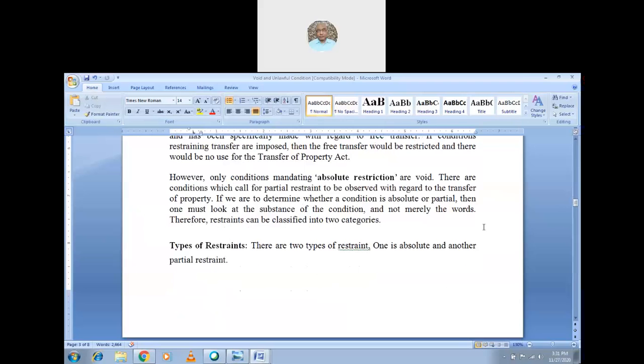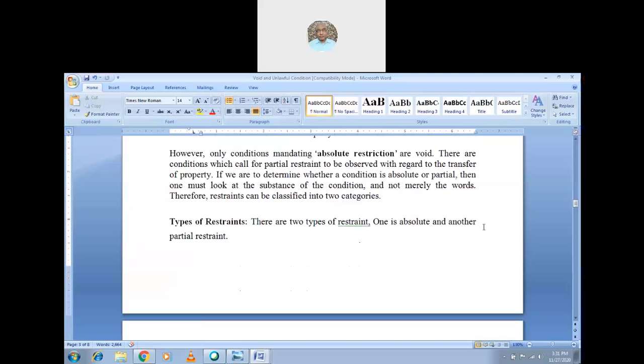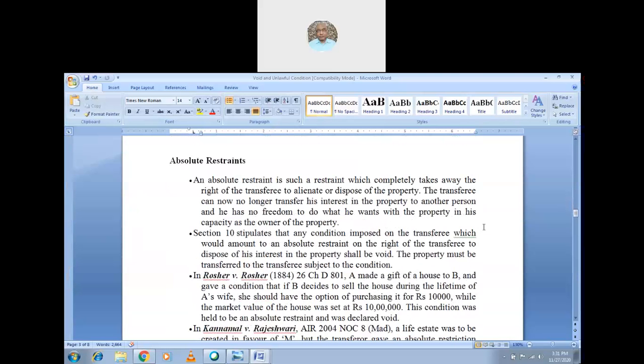The types of restraint are two: one is absolute, another is partial restraint. Now let us see what is absolute and what is partial restraint. An absolute restraint is a restraint which completely takes away the right of the transferee to alienate or dispose of the property. The transferee can no longer transfer his interest in the property to another person, and he has no freedom to do what he wants with the property in his capacity as an owner.